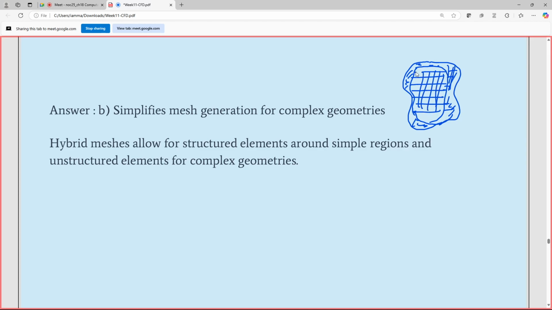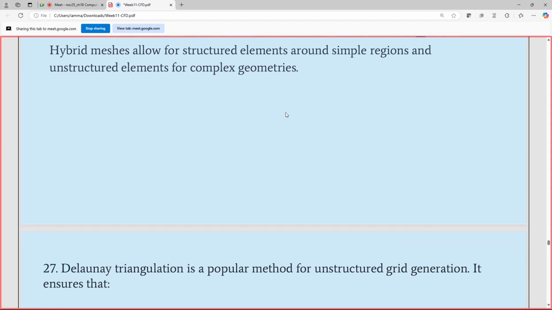So this will help to simplify the mesh generation for complex geometries, as well as help to optimize computational resources by improving the mesh quality. Moving on to the next question.